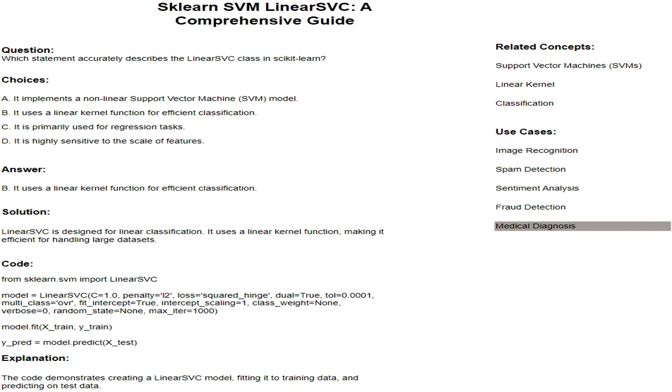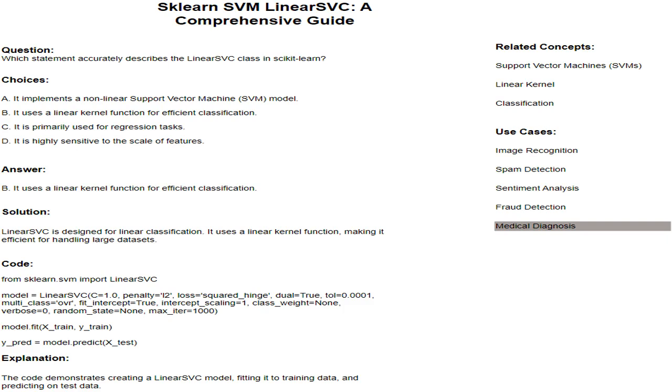from sklearn.svm import LinearSVC. model = LinearSVC(C=1.0, penalty='l2', dual=True, tol=0.0001, multi_class='ovr', fit_intercept=True, intercept_scaling=1, class_weight=None, verbose=0, random_state=None, max_iter=1000). model.fit(X_train, y_train), model.predict(X_test).